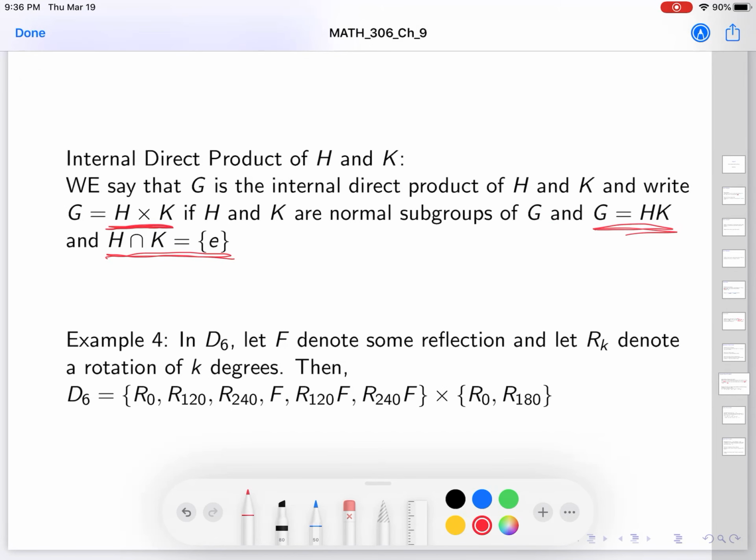Now it's going to help for us to look at an example here. So we're going to look at D6, and we are going to let F be just some reflection, and let R_k denote a rotation of k degrees. So D6 we could then say is equal to R0, R120, R240, F, just some reflection, R120 F, and R240 F. And this is taken with the internal direct product of the set R0 and R180.